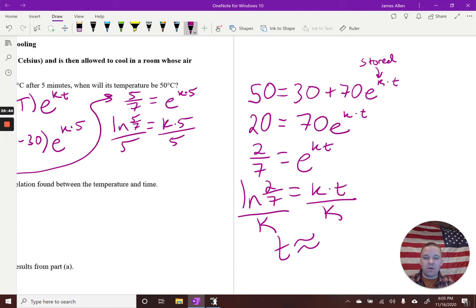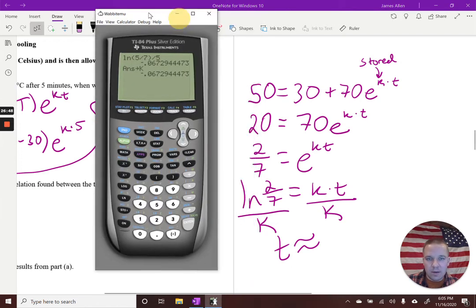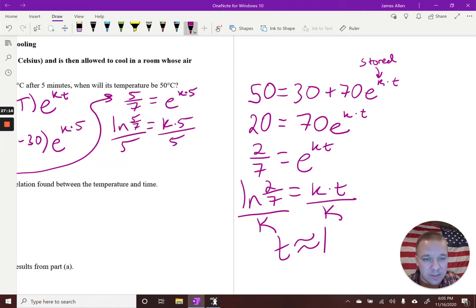So let's find out what that's going to be. We've got natural log of 2/7 divided by, well, I've already got K stored in here, don't I? Wonderful. You could just type in those like 10 numbers there, but who's got time for that? I certainly don't. And here we get a nice, accurate answer this way. It's going to be 18.616.